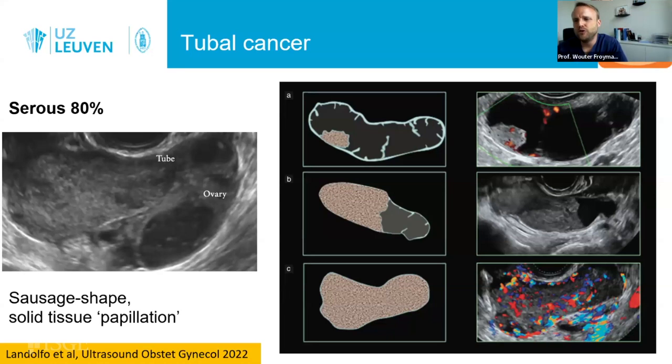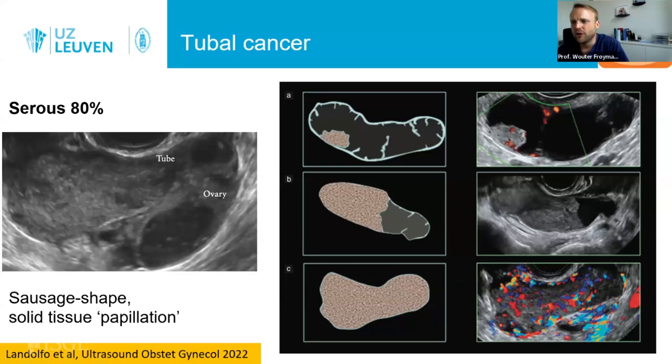And because of the shape of the tube, you will see that first it starts to grow in the wall of the tube as some kind of papillation, some kind of papillary projection. But then it starts to expand and it will take more and more of the content of the tube. As the tube is tubular in appearance, you will have this so-called sausage shape morphology in a patient that has tubal cancer.